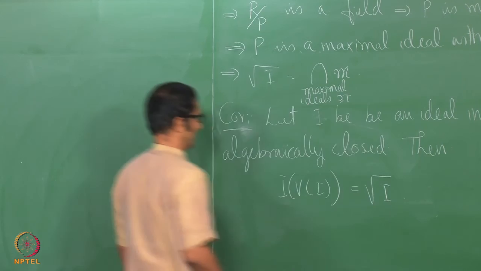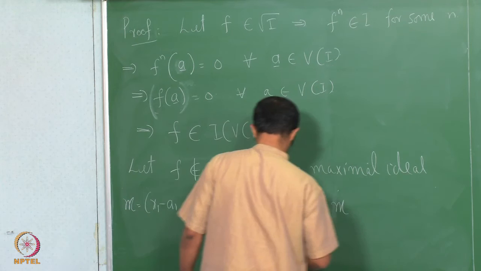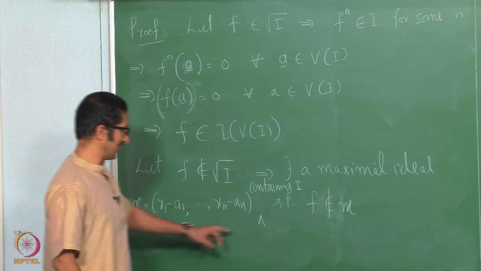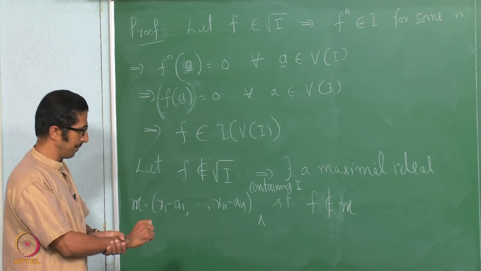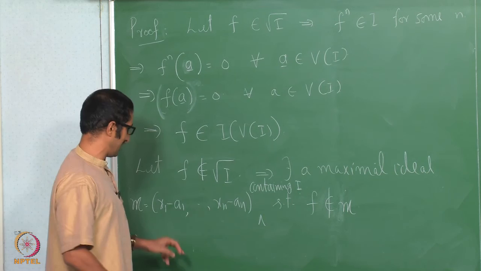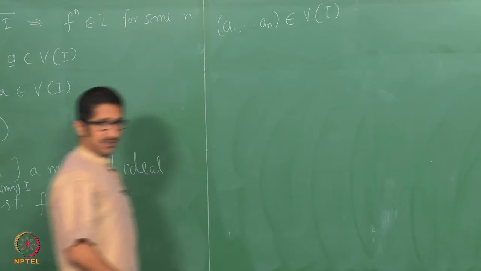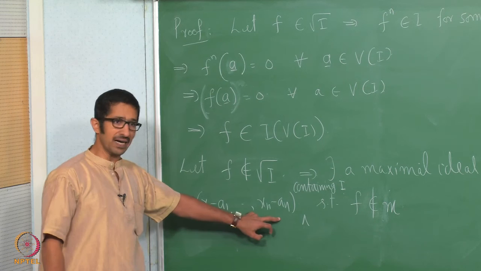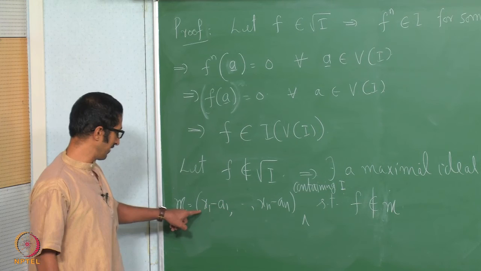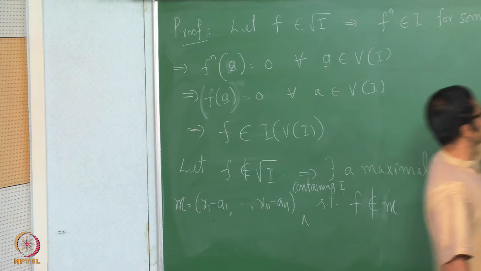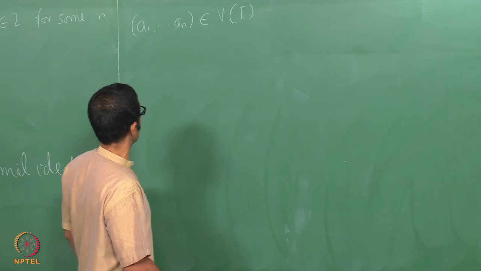So here, there exists a maximal ideal M containing I such that F is not in M. Now, M containing I implies that (a1 up to an) is in V of I. This point has to be in V of I, because every element in M is a polynomial combination of these generators. So if you put x1 up to xn equal to a1 up to an, that has to be 0. Therefore, (a1 up to an) is in V of I.